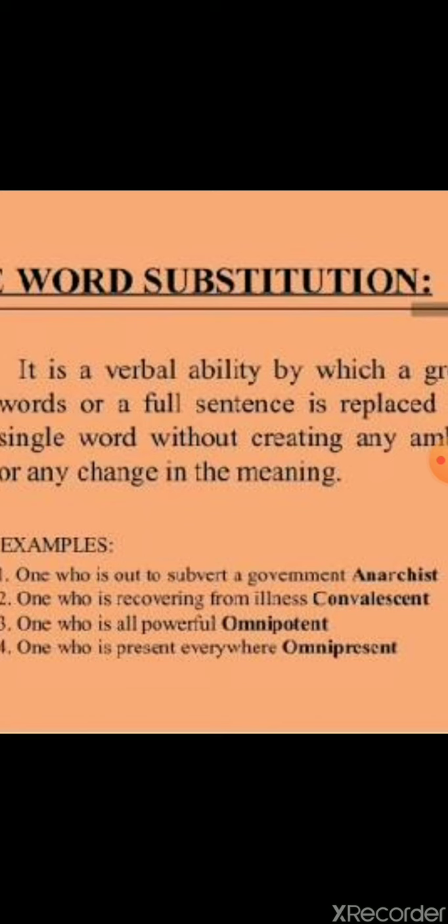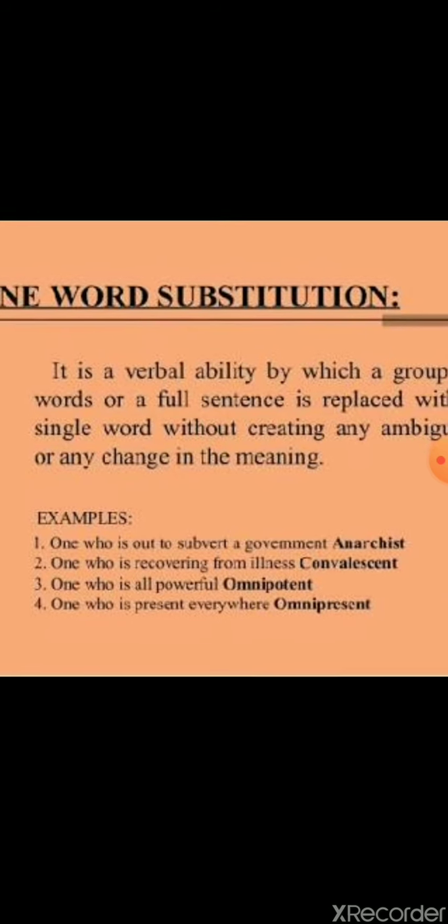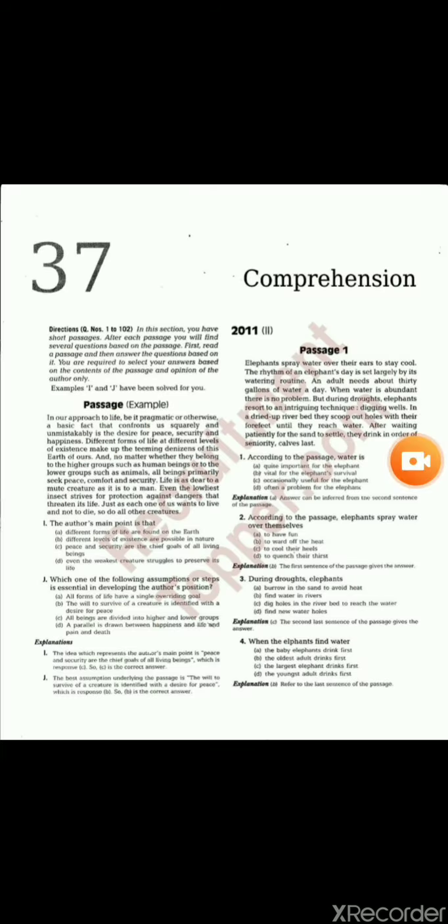One who is all powerful, omnipotent. One who is present everywhere, omnipresent. Now look at the beauty of these words. On one side the complete sentence, and in just one word we are explaining a context. So this is known as one word substitution.